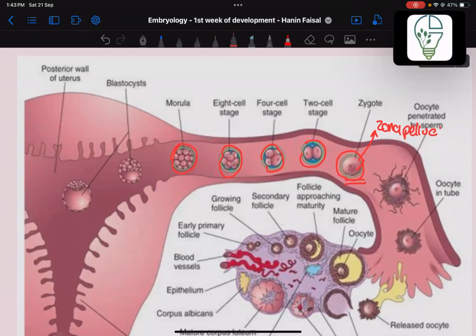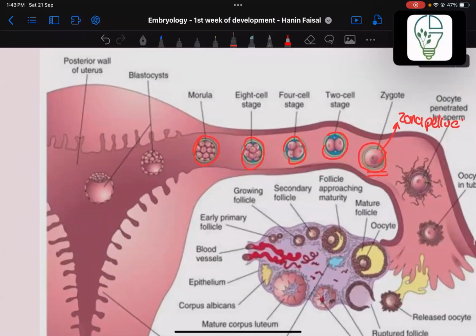Okay, some people are saying blastocyst and some people are saying morula. After the morula, it's the blastocyst, because look at the morula, compare the morula with the blastocyst. You can still see the green layer surrounding it, which is called the zona pellucida, while in the blastocyst, there's no green layer surrounding it. So in the blastocyst, it's the part where the zona pellucida disappears.